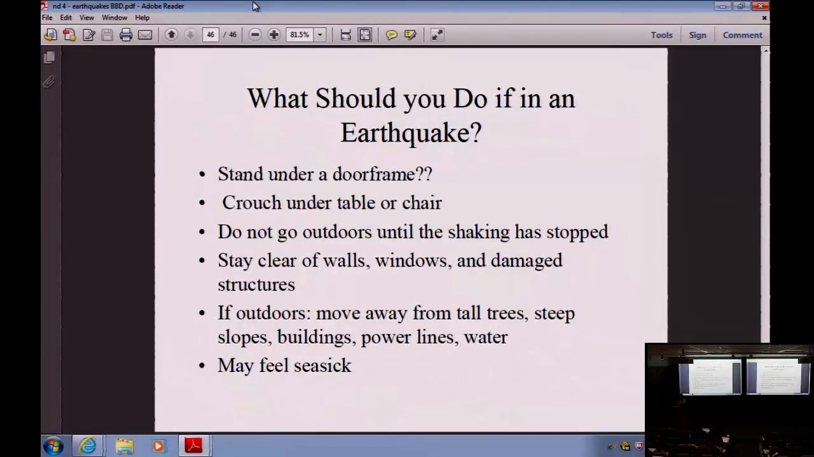The last thing is, what should you do? And you can just read through this. There are all sorts of things that you can do. You have to worry about aftershocks, right?